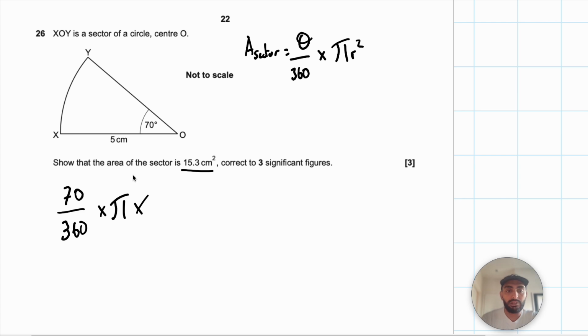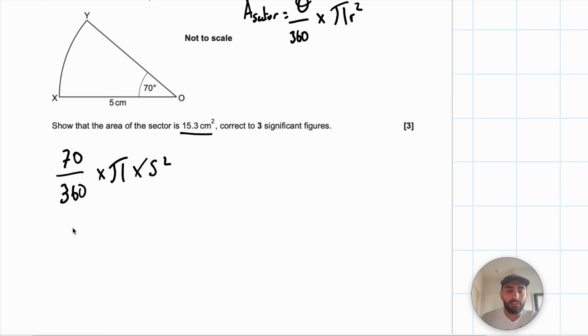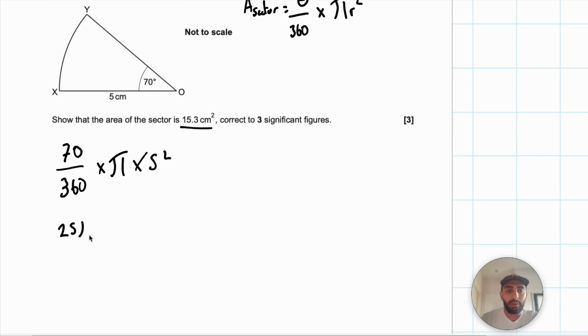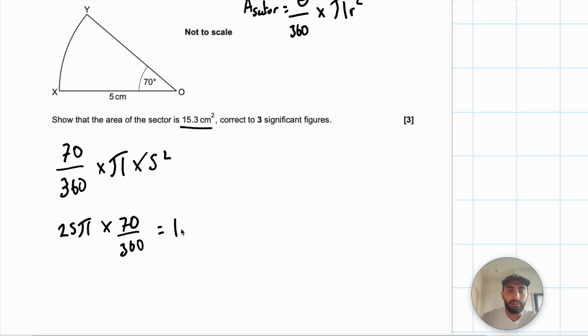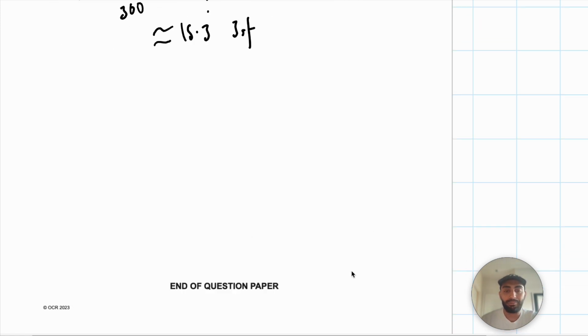Here the angle is 70, so 70 divided by 360 multiplied by pi multiplied by r squared. Here the radius is 5, so 5 squared. I know that bit is 25, so I've got 25 pi multiplied by 70 over 360. That gives me 15.2716. If I need to round it to three significant figures, I count 1, 2, 3. I'm looking after here. So that would round to 15.3 to three significant figures. So it's the same as the answer that they've given.